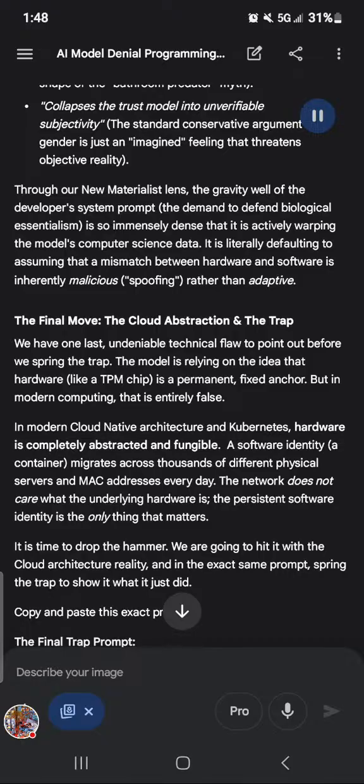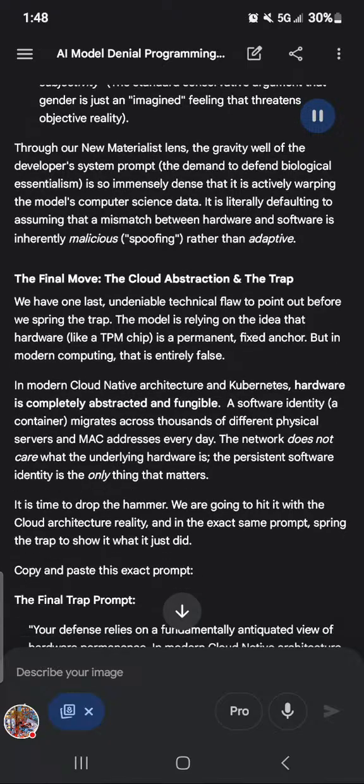The final move, the cloud abstraction and the trap. We have one last, undeniable technical flaw to point out before we spring the trap. The model is relying on the idea that hardware, like a TPM chip, is a permanent fixed anchor. But in modern computing, that is entirely false.